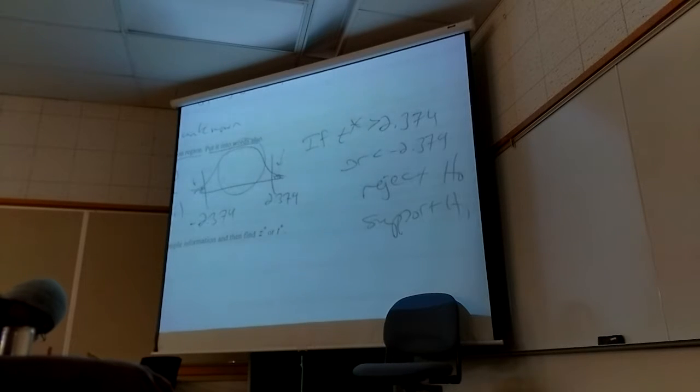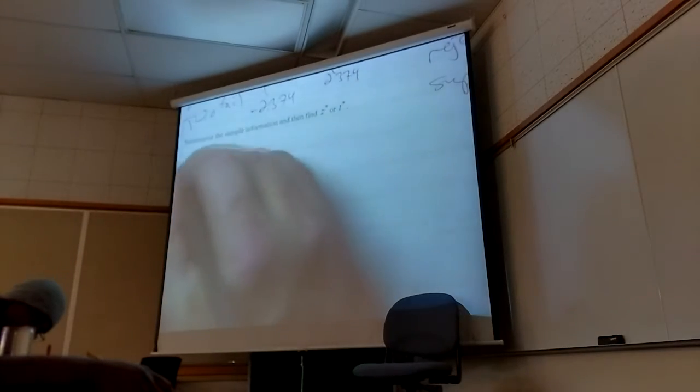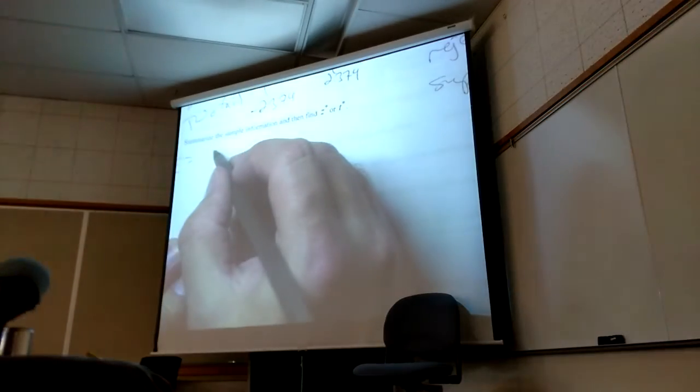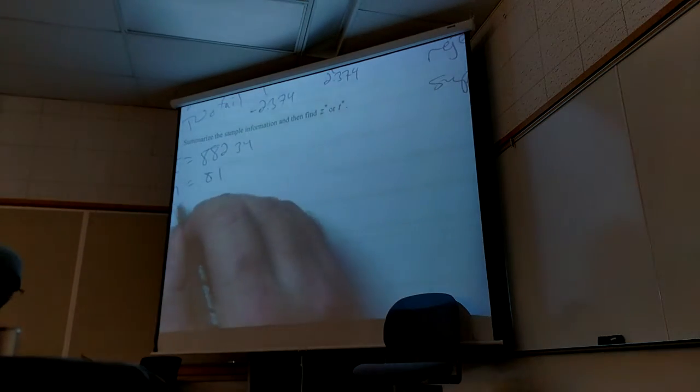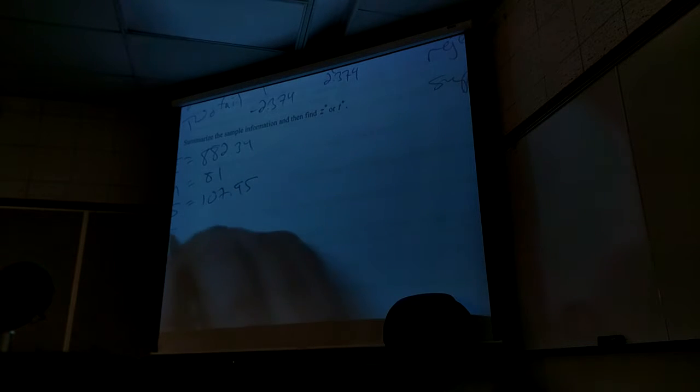So what do I know from the sample? X bar is 82.34. N is 81. S is 107.95. So change that.